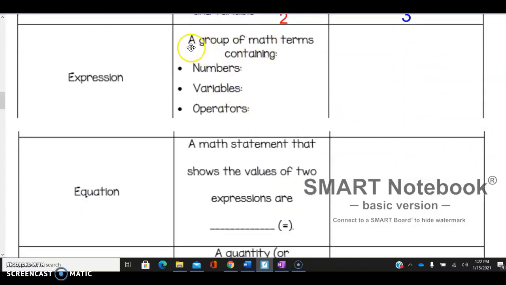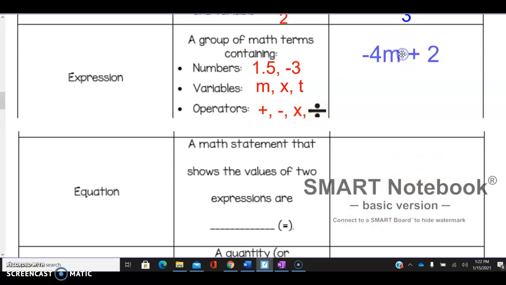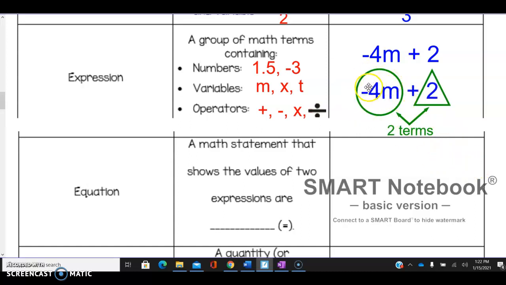An expression. An expression is a group of math terms containing numbers, variables, and operators. Operators being addition, subtraction, multiplication, and division. An example of an expression: we have -4m plus 2. In this case, we have two terms. The -4m is one term, and another term is 2. Now, one trick to remember: an expression does not have an equal sign. I always thought the x reminded me like it crossed off the equal sign, so it's only one side of our balance here.